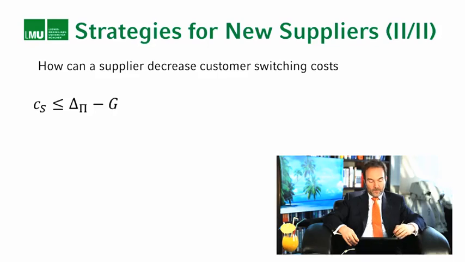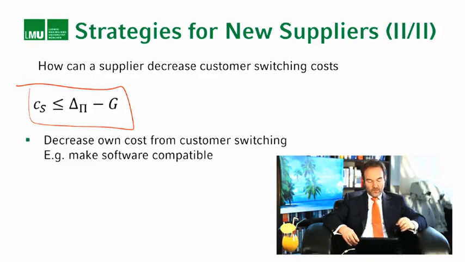So after a short in-video quiz, let's move on and look at this from the supplier's point of view. How can a supplier decrease consumer switching costs, and basically how can they make it profitable for themselves? Well, what counts here is that this inequality here is given. So you could decrease your own cost from consumer switching, which, for example, would happen by making software compatible.